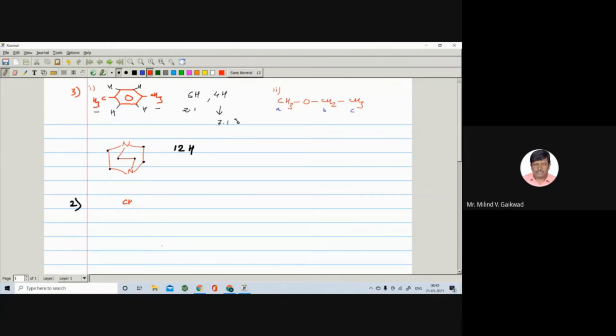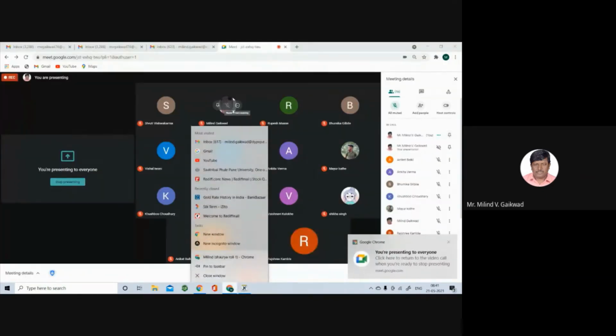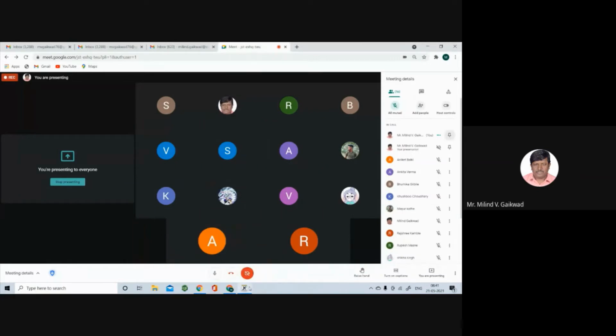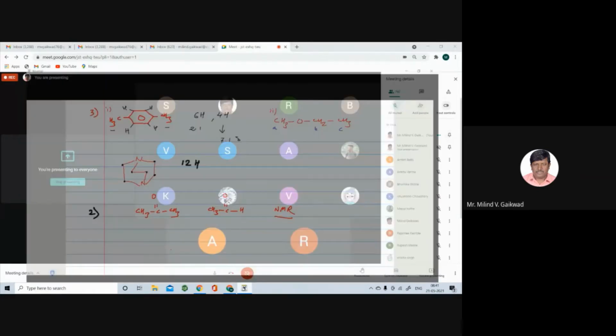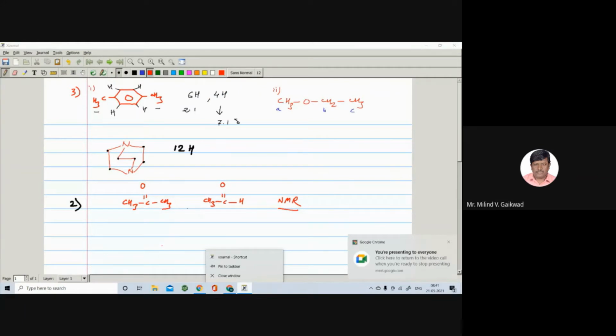The example is CH3, then C double bond O, and then CH3. And you have to differentiate between that and CH3, C double bond O, and here is an H. You have to distinguish them by using the NMR. Sometimes they may also ask by IR, NMR, like this one. Now tell me how we can differentiate. Here is the acetone and here is the acetaldehyde. You have to differentiate them by using the NMR.